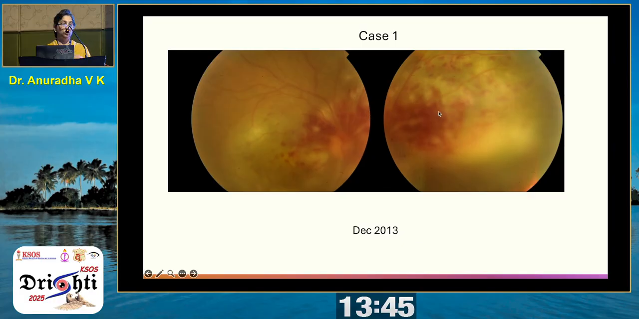Okay. Now, although it's not very obvious, there's a significant vitritis. Inferiorly, there were a lot of pre-retinal exudates. You can see the hemorrhages with the retinitis or retinal infiltrates.